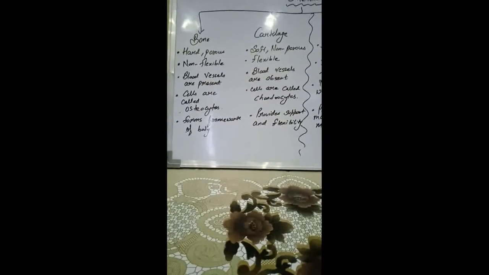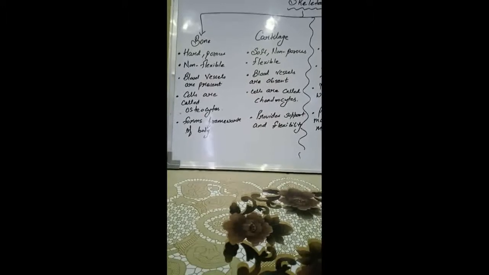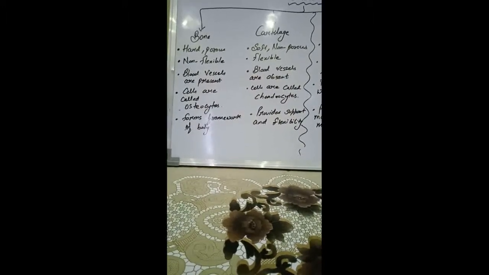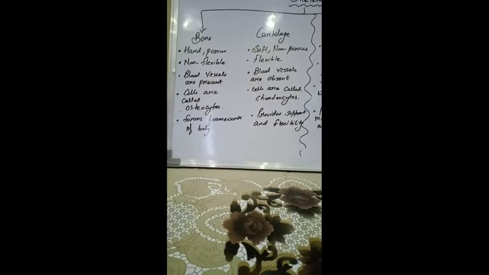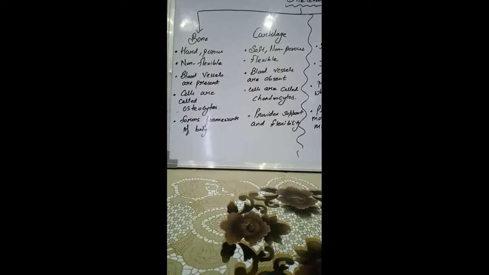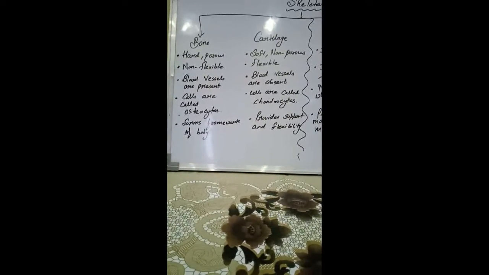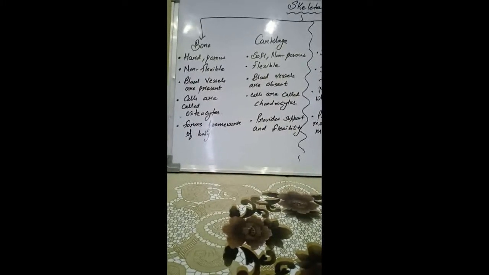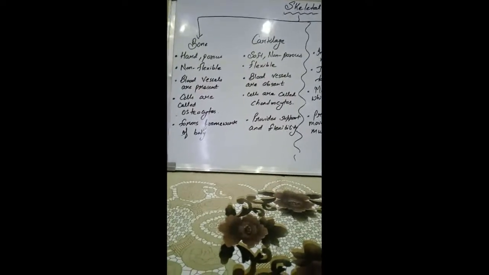Okay. Next, very important, cells of the bone tissue are known as osteocytes. The pronunciation should be correct. Cells of the bones are called osteocytes, but cells of the cartilage are known as chondrocytes. And the last one is that bones form the framework of the body. What is the function of the bone? It forms the framework of the body, but cartilage provides support and flexibility.